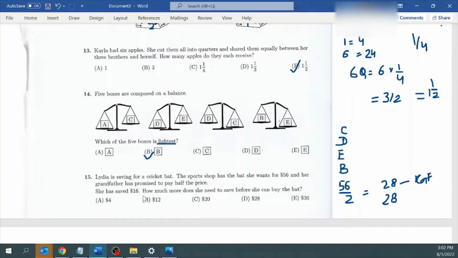She has saved $16. How much more does she need to save before she can buy the bat? So she already has $16. So how much more? 28 minus 16 equals, quick answer, 12. Option B.